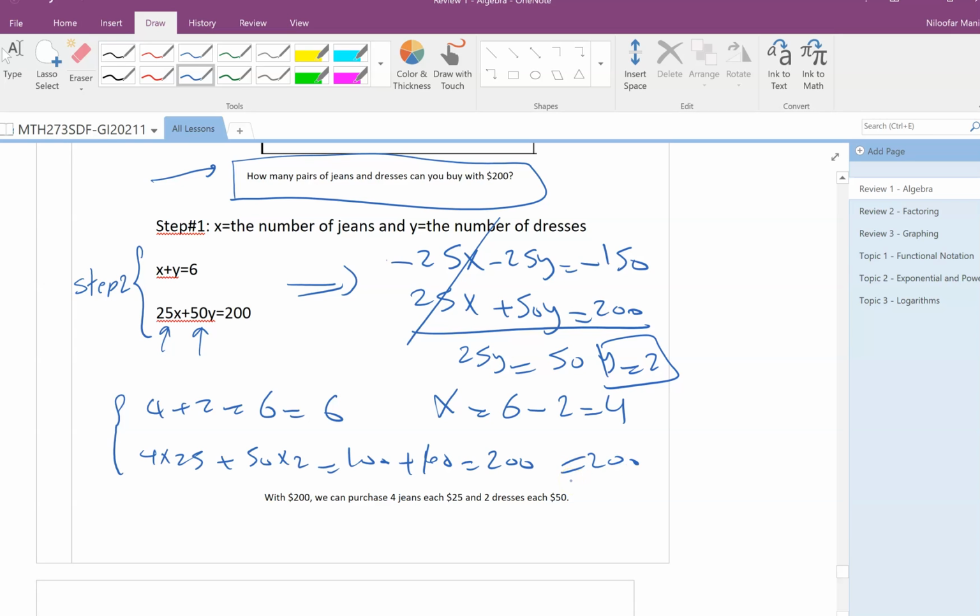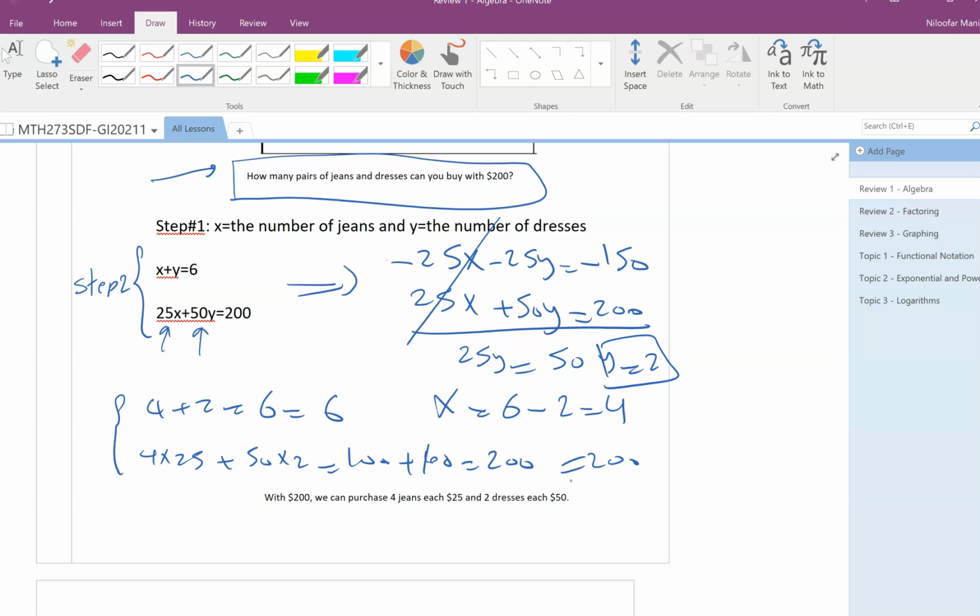And then I write the sentence. Don't write the answer is 4 and the answer is 2. No. The conclusion statement must be informative. With $200, we can purchase 4 pairs of jeans at 25 each and 2 dresses at 50 each. See, when I read the statement, I see, oh, okay, I know what's going on. Perfect. I know I had $200 total. I got 6 items and each item is this.